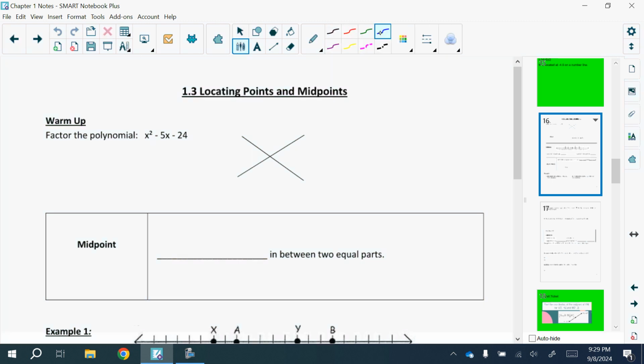Okay, so as a warm-up, we're going to go ahead and factor this polynomial. This skill will be useful later on. So we got x squared minus 5x minus 24. So this is your a coefficient, b coefficient, and your c coefficient. So you put your a times your c up here and your middle coefficient down here.